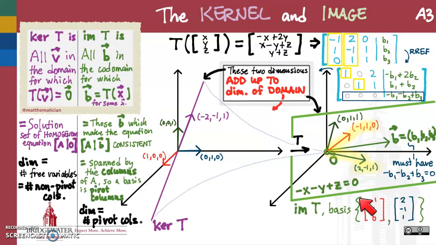And this verifies for us in this example that if I add up the rank, which is the number of pivot columns, which is 2, the dimension of the image, plus the nullity, which is the dimension of the kernel, which is the number of non-pivot columns, that's 1, and I add those two things together, the total is the dimension of the domain, which in this example was 3.